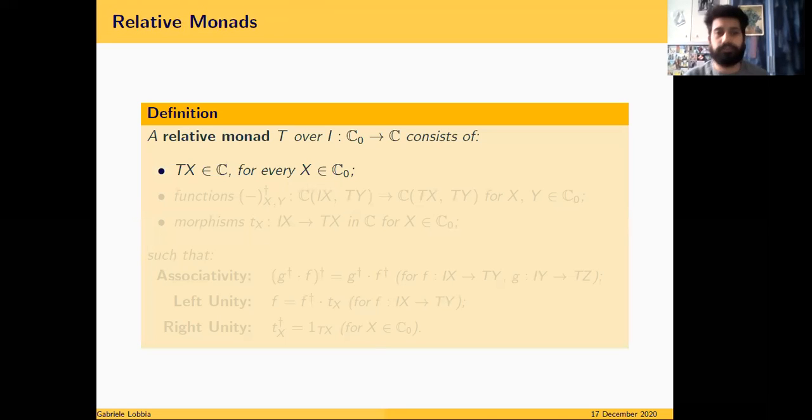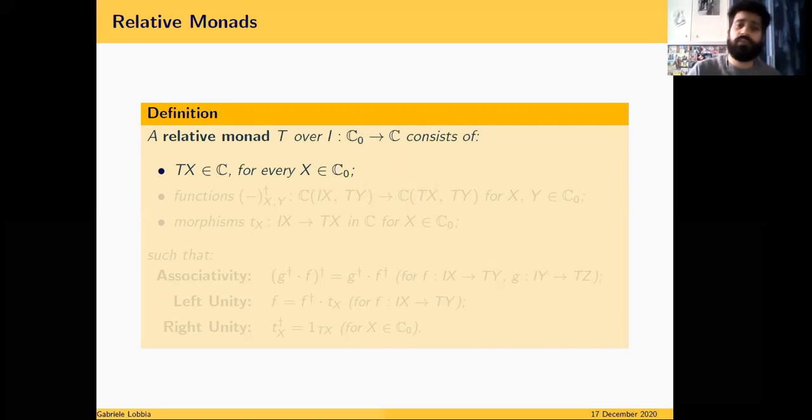Okay, let's finally define what a relative monad is. First of all, we consider I, a functor from C naught to C. If you want, you can consider C naught as a subcategory of C, but you will see that we don't really need this assumption. It's just historically that they started as subcategories. Maybe there is a reason why there should be a subcategory, I just don't know, and everything works out if I is just a functor. So I felt like I shouldn't take an assumption that I didn't need.